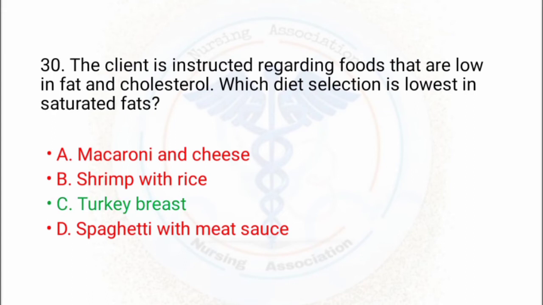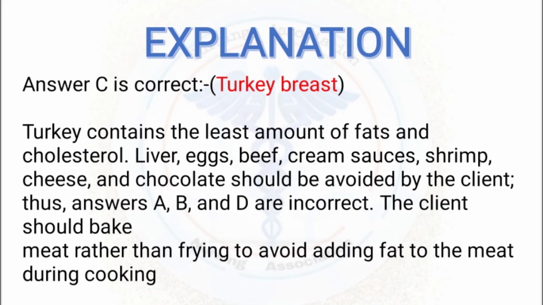Let's see why this is correct. Turkey contains the least amount of fat and cholesterol. Liver, eggs, beef, cream, sauces, shrimp, cheese, and chocolate should be avoided by the client. Thus, answers A, B, and D are incorrect. The client should bake meat rather than frying to avoid adding fat to the meat during cooking.